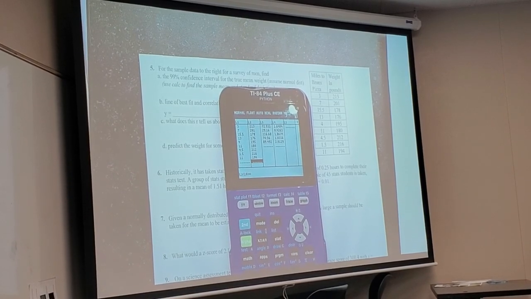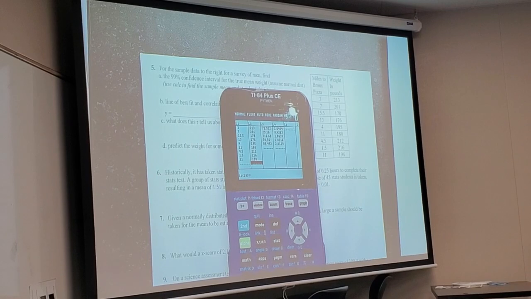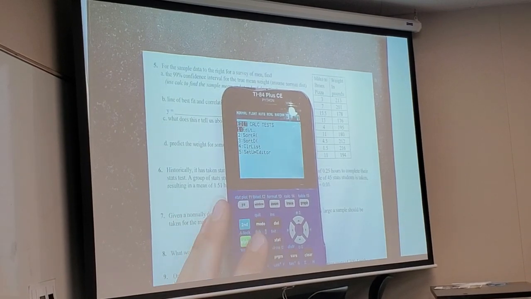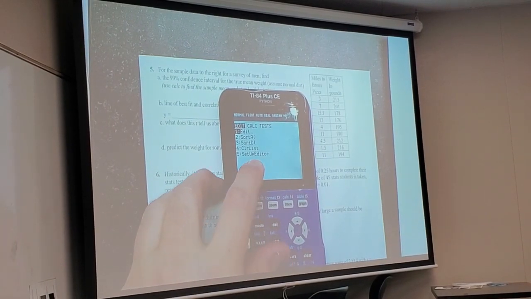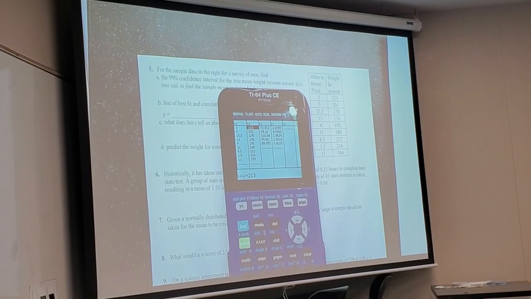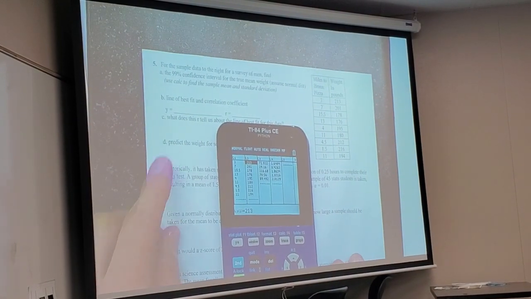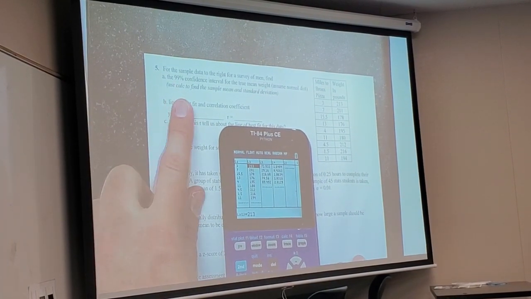All right. So everybody got that in there. And again, just to remind you guys, if you're in the middle of the test and you go into your list and you're like, list two is gone, just come up and see me. You actually just hit stat, setup editor, or something weird is happening with your lists, right? Okay, so I'm going to do part A. We're not doing the linear correlation yet, I'm just doing part A.